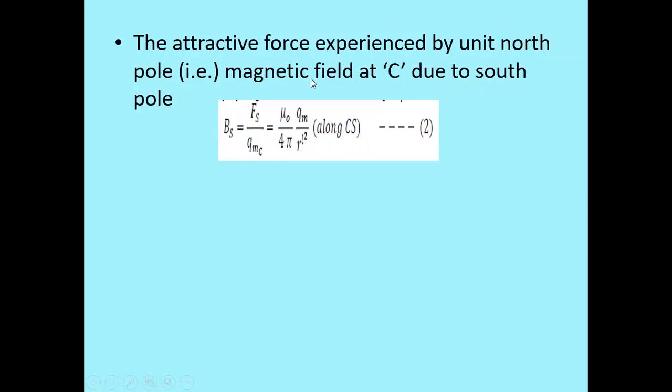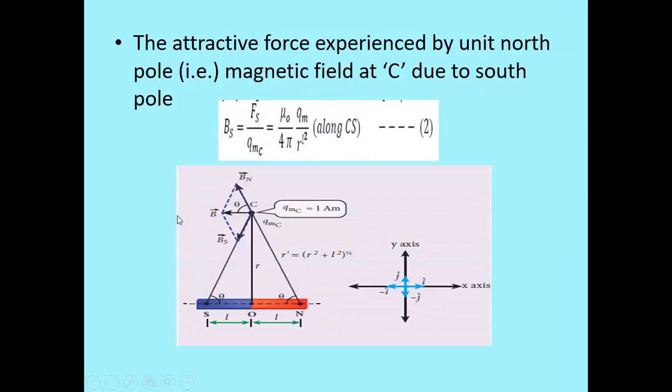The attractive force experienced by the unit north pole, giving the magnetic field at C due to the south pole, is towards the south pole, since it is attractive. Bs is equal to Fs by Qmc, that is mu 0 by 4 pi Qm by R dash square. This direction is along CS. So the magnetic field due to the south pole is mu 0 by 4 pi Qm by R dash square along the direction CS.